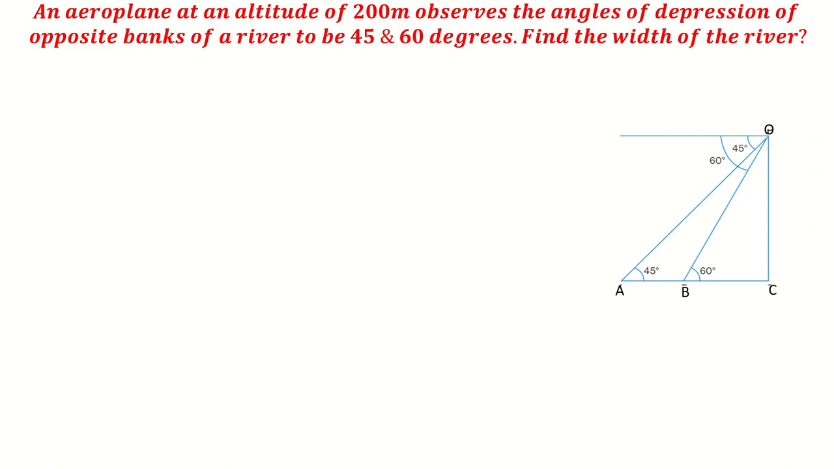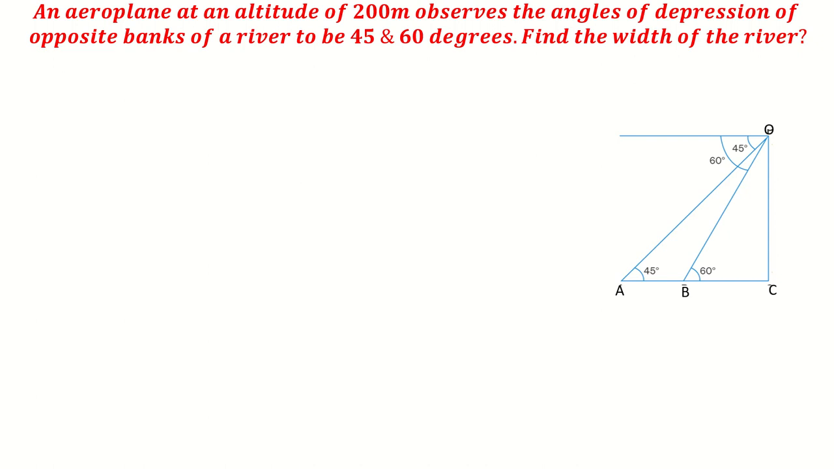Okay, this is a problem. Normally most of the problems in trigonometry begin with such problems actually. So I chose this problem just to give a heads up. An aeroplane is at an altitude of 200 meters. Okay, that means it is 200 meters high. It observes an angle of depression of opposite banks of the river to be 45 and 60 degrees. Find the width of the river.